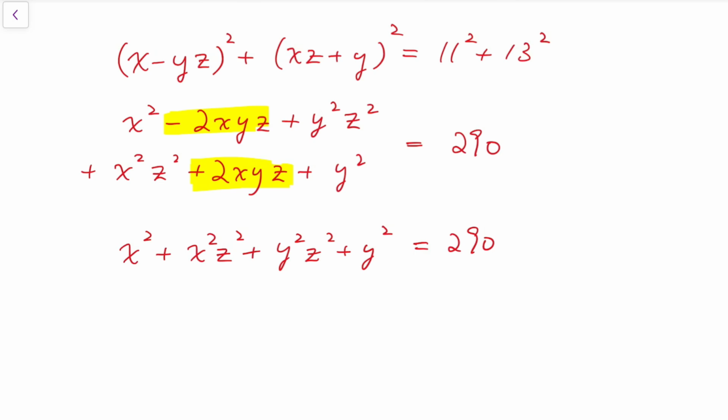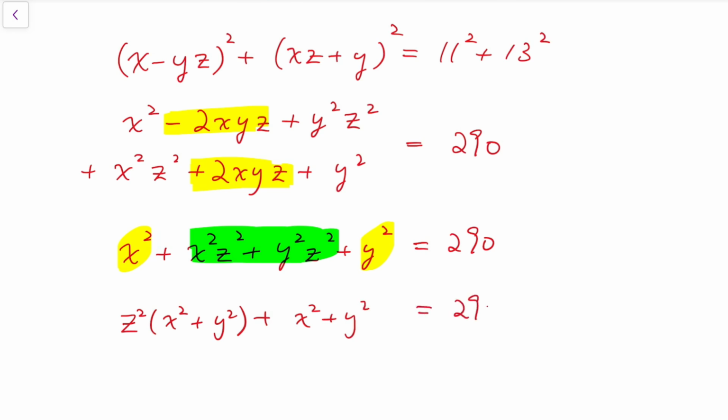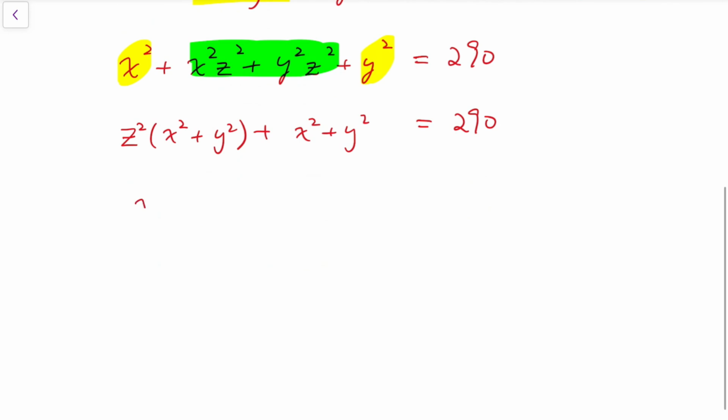Another good thing that happens on the left side of the expression at the current step is that we can factorize the four terms. In fact, we can group the four terms in this way. The green group can factorize into z squared times x squared plus y squared. And then we can add the yellow group. And we also have a common factor of x squared plus y squared. And this expression multiplied by z squared plus 1 is equal to 290. So now we've factorized the left side.